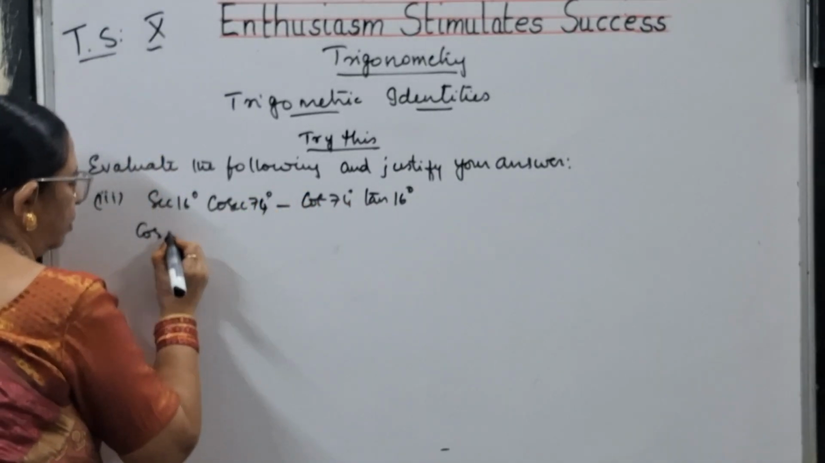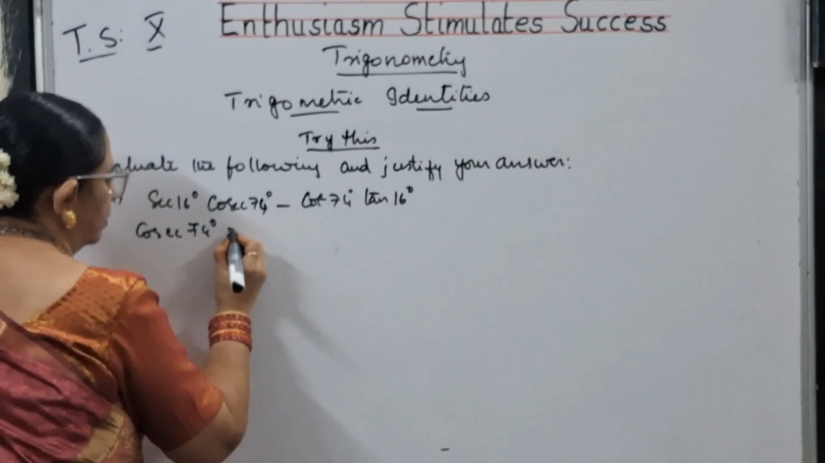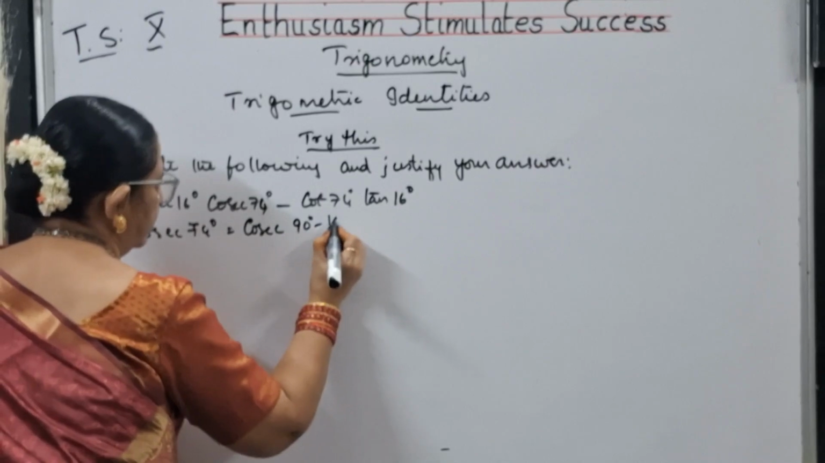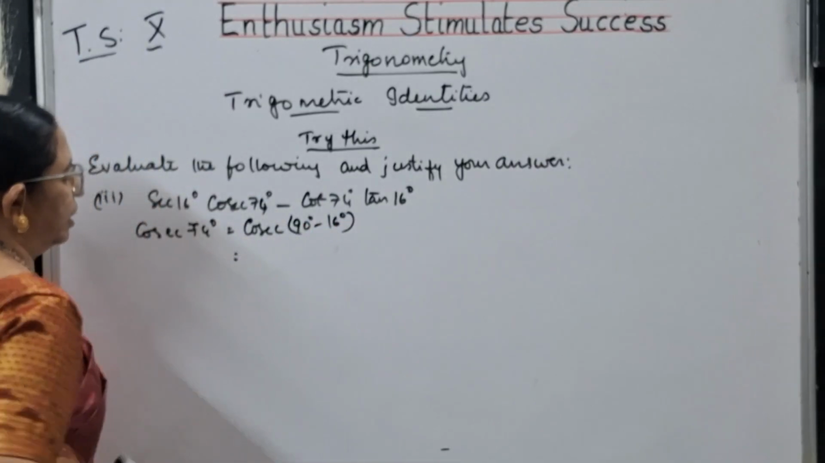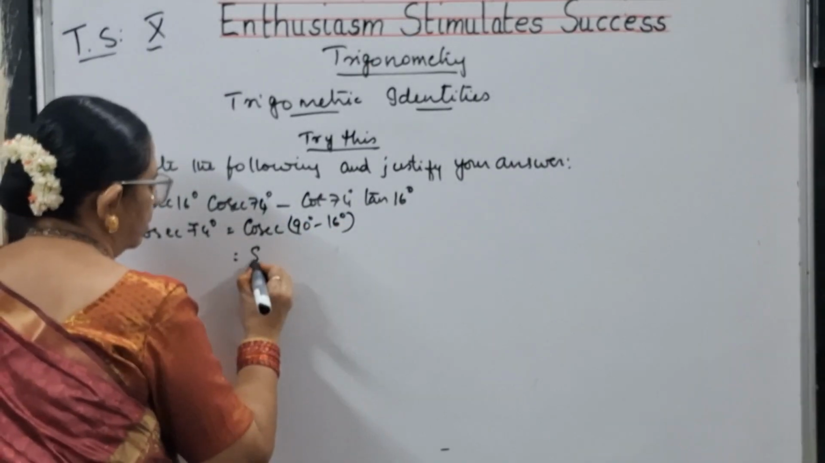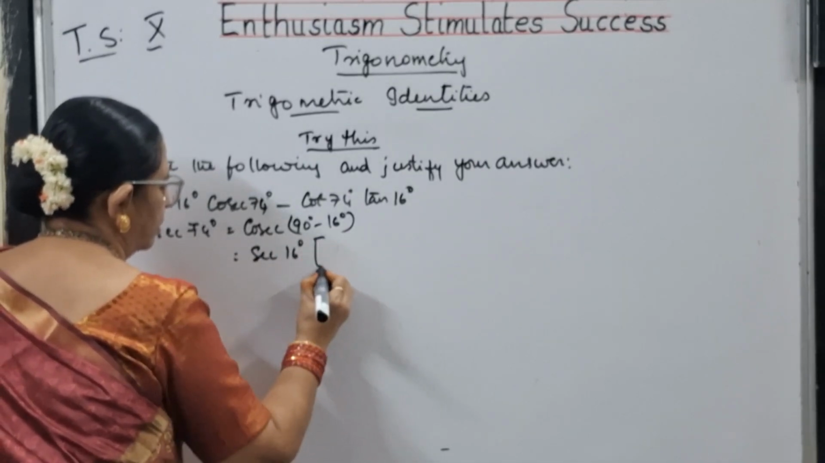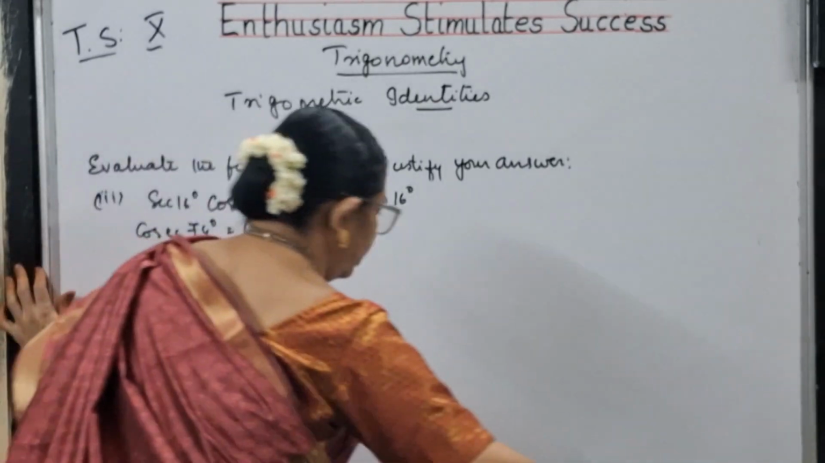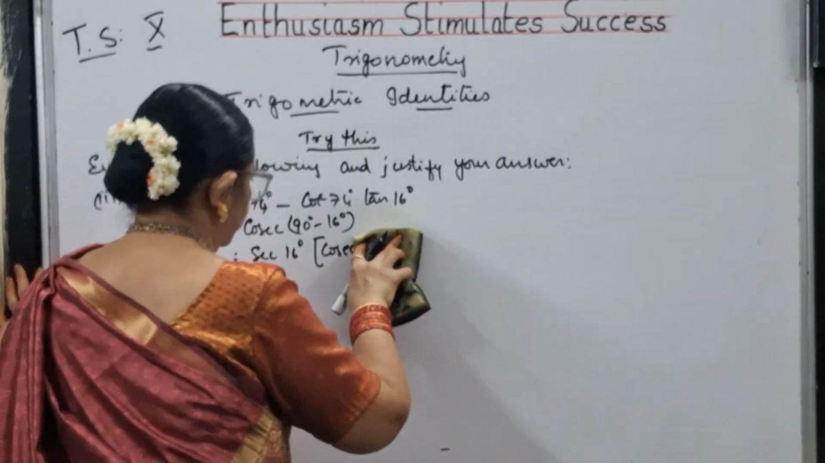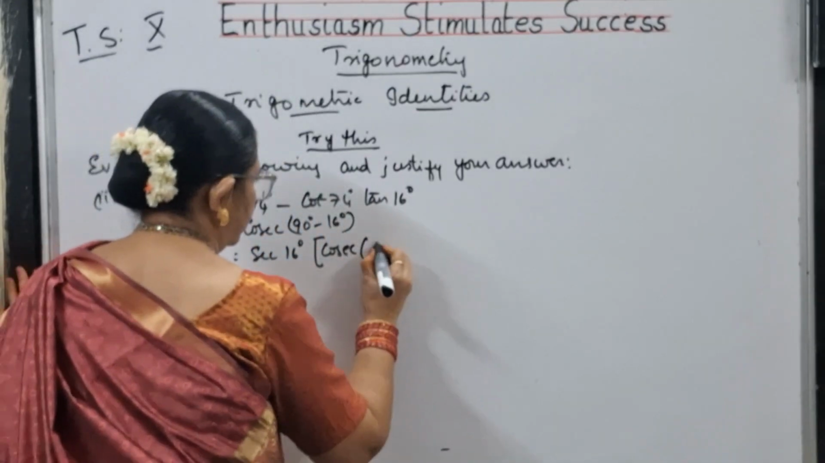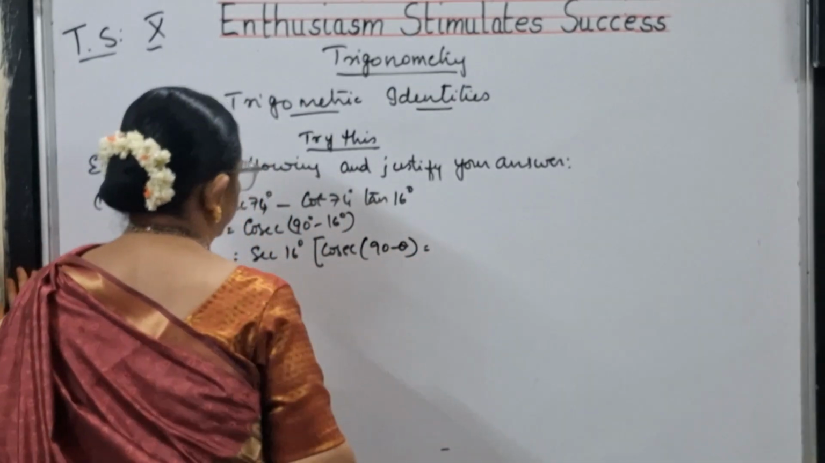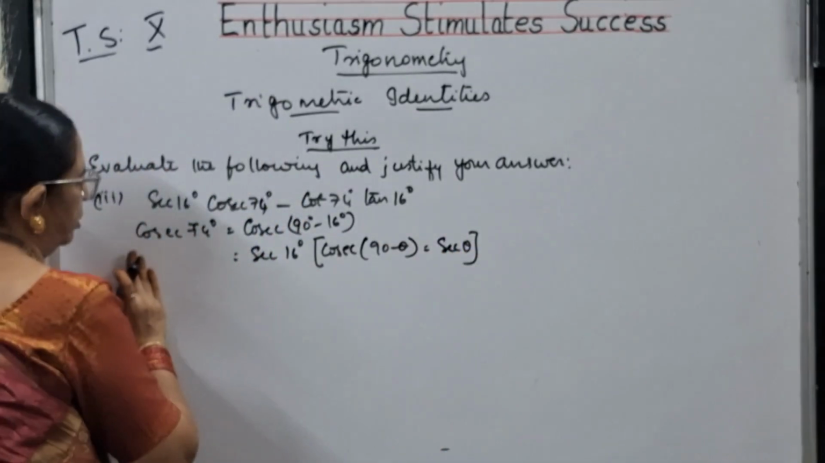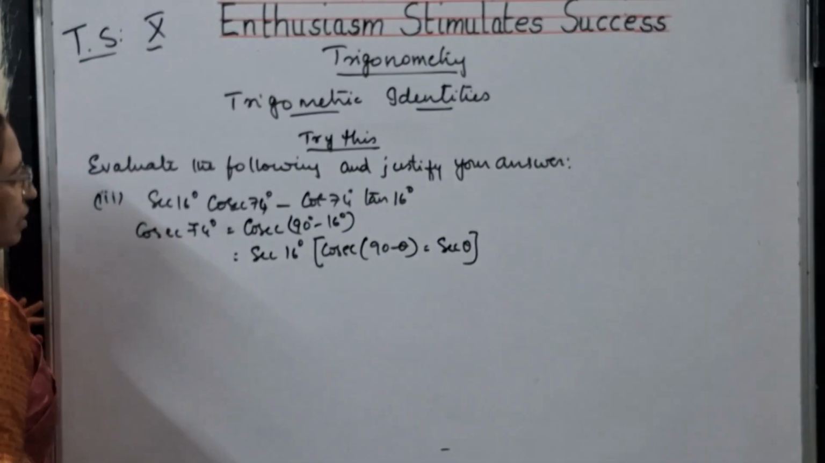So let us see. Cosecant 74 degrees can be written as cosecant of 90 degrees minus 16 degrees. Cosecant 90 minus theta is secant theta, so secant 16 degrees. Why? Because cosecant 90 minus theta is equal to secant theta. This is the formula. So I have made cosecant 74 degrees as secant 16 degrees.